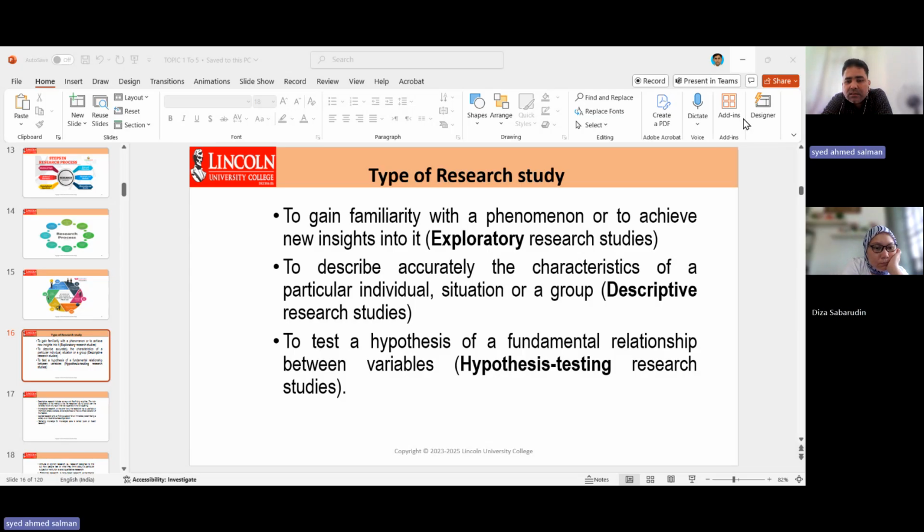The third is hypothesis testing relationship research study. To test a hypothesis of a fundamental relationship between variables, you are testing two variables. One is IV, called independent variable, and the second one is dependent variable. You are going to see the relationship. There is a relationship between A and B.